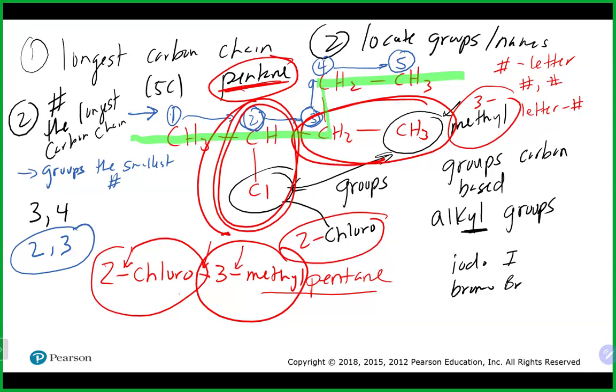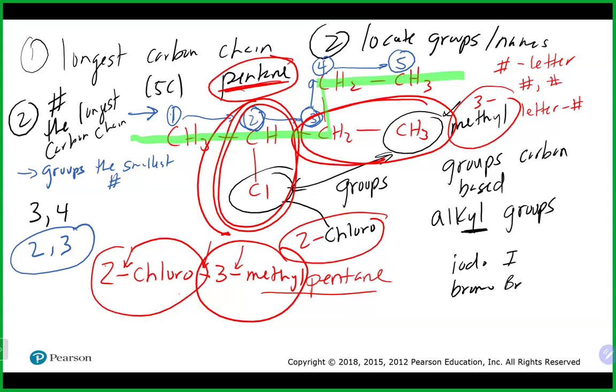So you should number them based on whichever way gives the smaller number. When you put it into the name, it should go alphabetical regardless of the numbering. And that's how you should do it. In both situations, they're going to have the same numbers, 4 and 2 and 2 and 4.